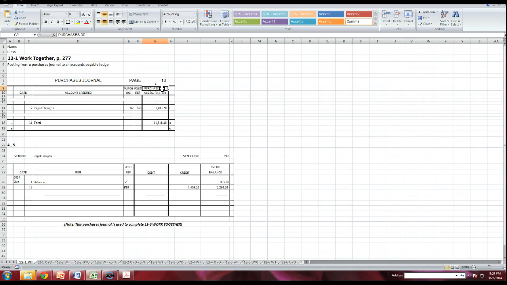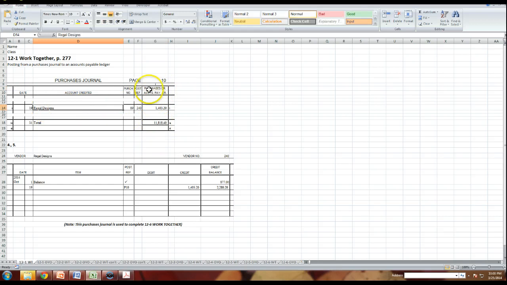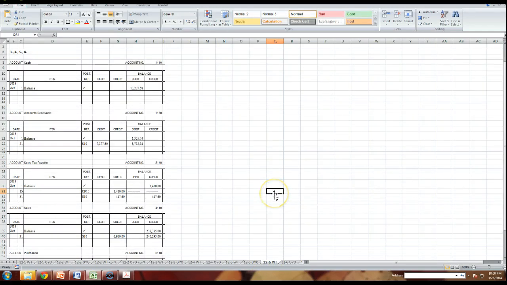Okay, purchases first. So that is a debit for 11/18/40. Don't forget that this has already been posted to the accounts payable subsidiary ledger for Regal Designs, and now we have to post the total of lines 1 through 13. So 11/18/40, let's go find the purchases account in the general ledger. It's down here at the bottom.